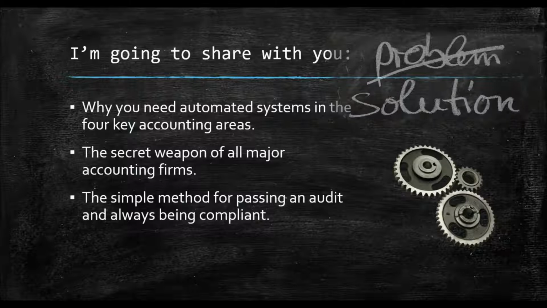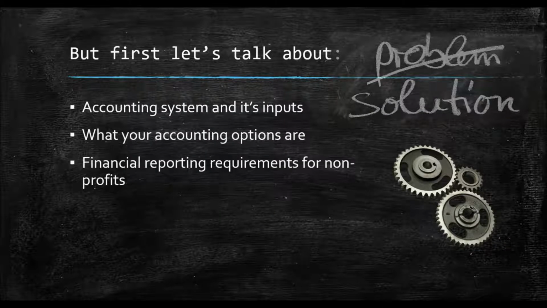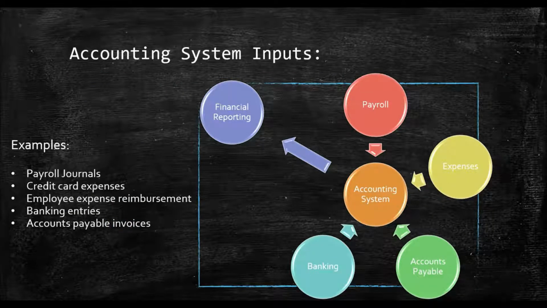Awesome. So in this video, I'm going to share with you why you need automated systems in the 4 key accounting areas. I'm going to share with you the secret weapon of all major accounting firms and the simple method for passing an audit and always being compliant. I'm going to share the solution to most of your accounting problems. But first, let's talk about the accounting system and its inputs, because in order to understand why you need to automate it, you need to understand what is feeding your system with data. We will talk about what your accounting options are, and then briefly discuss what financial reporting requirements there are for nonprofit organizations.